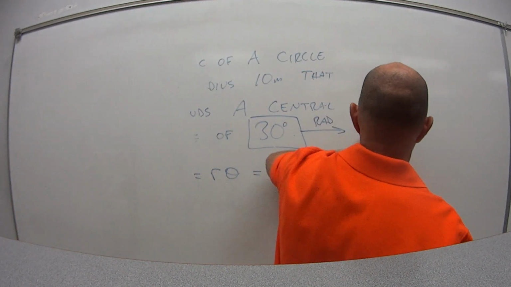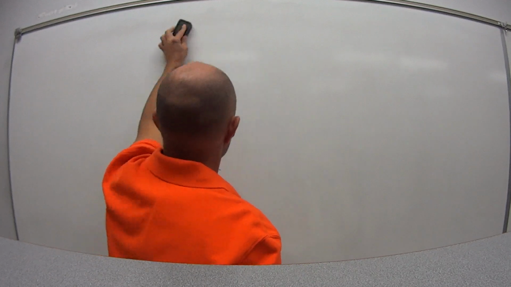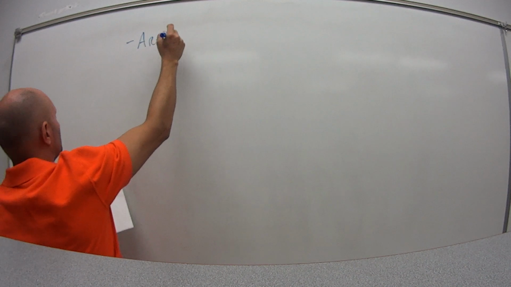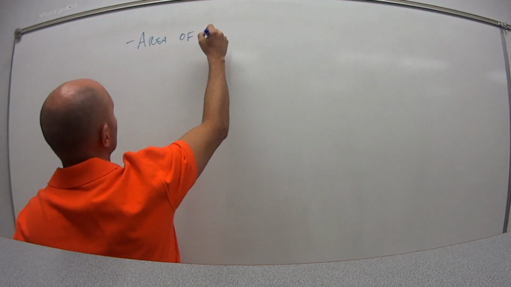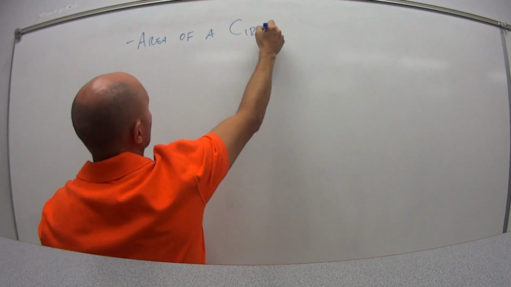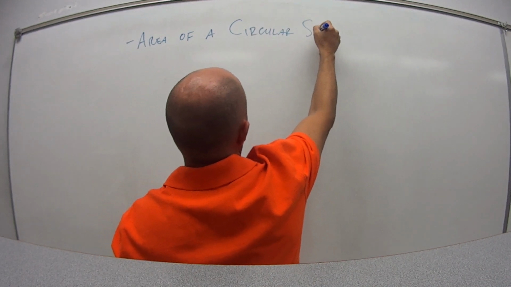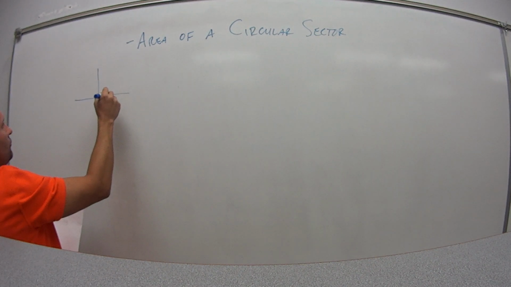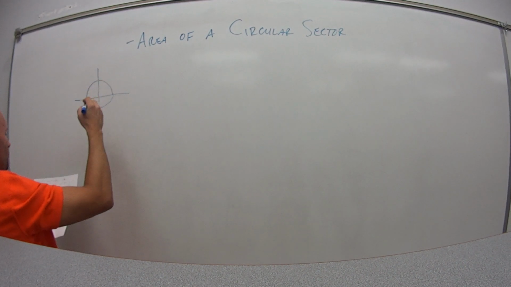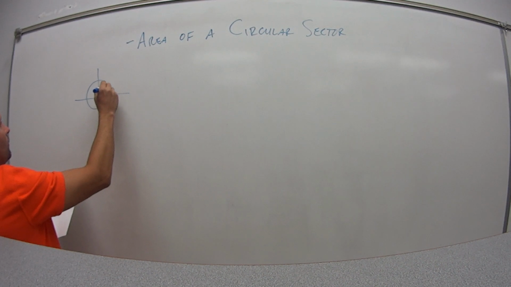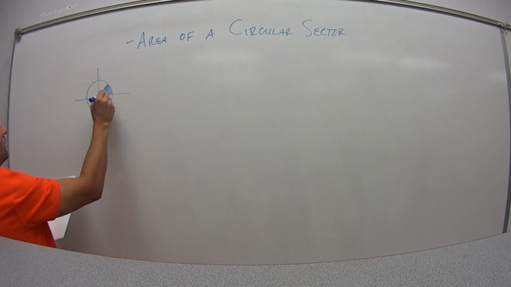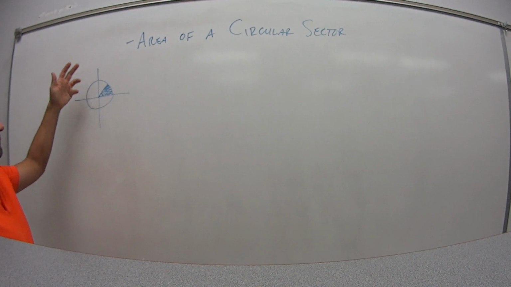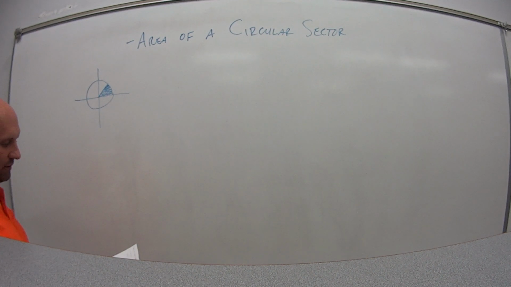The other topic in this portion of the video is area of a circular sector. What this is talking about is if we have this unit circle, or if we have a circle, and we're filling in some portion of it, what is the area of that? If we want to think of it as pizza, what's the area of that slice of pizza?